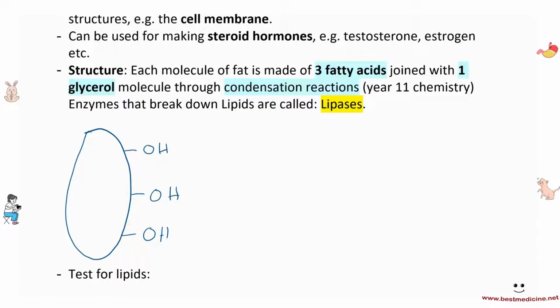At the same time, you will have 3 fatty acids that come in and try to bind to the glycerol molecule. So this is a glycerol. And you would have 3 fatty acids. Fatty acids are organic acids. These are carboxylic acids. Because these are carboxylic acids, they would have a carboxyl group.